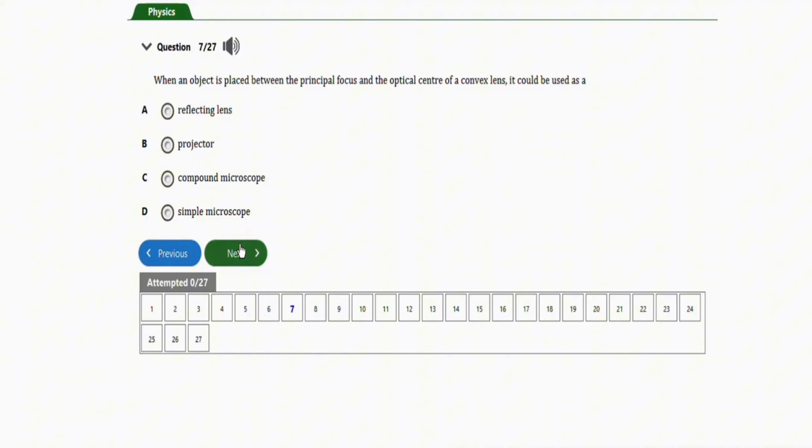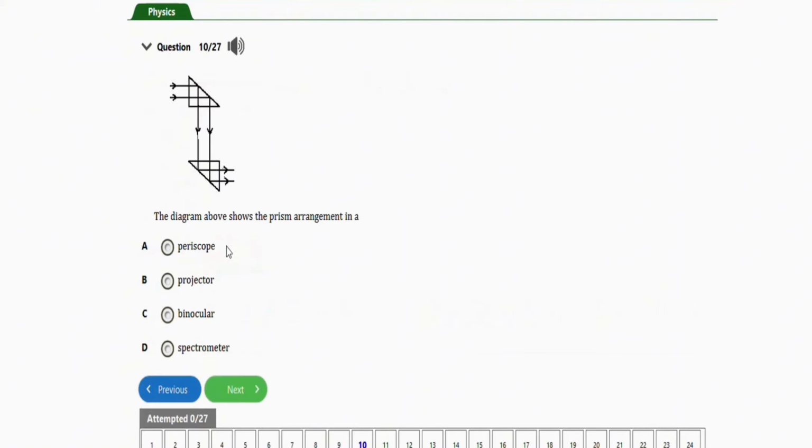Next repeated question is this one. It says in the microscope, the eyepiece lens merely acts as a magnifier. Alright, the correct option here is option C. Next repeated question is this one. It says which part of the human eye is responsible for focusing light onto the retina, that's the lens. Alright, option C is the correct one. Next question is this one. The diagram above shows the prism arrangement in a periscope. So the correct option here is option A.